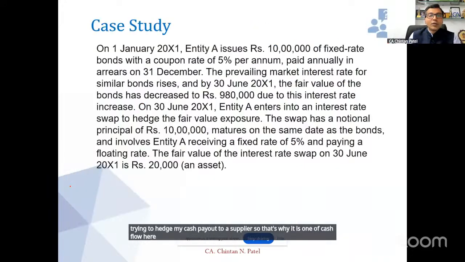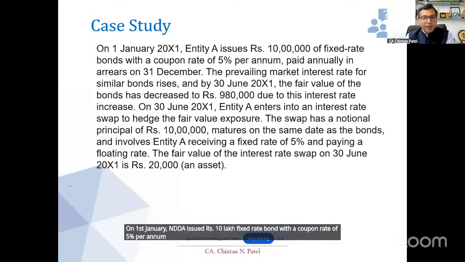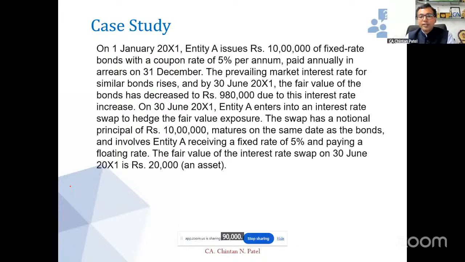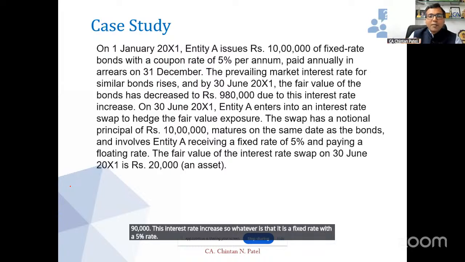Let us take a few examples to understand fair value and cash flow hedge. On 1st January, entity A issues rupees 10 lakh of fixed rate bond with a coupon rate of 5% per annum, paid annually in arrears on 31st December. The prevailing market interest rate for similar bonds rises, and by 30th June, the fair value of the bond has decreased to rupees 980,000 due to this interest rate increase. So it is a fixed rate of 5%, the market rate has increased, so the fair value of the bond has reduced.